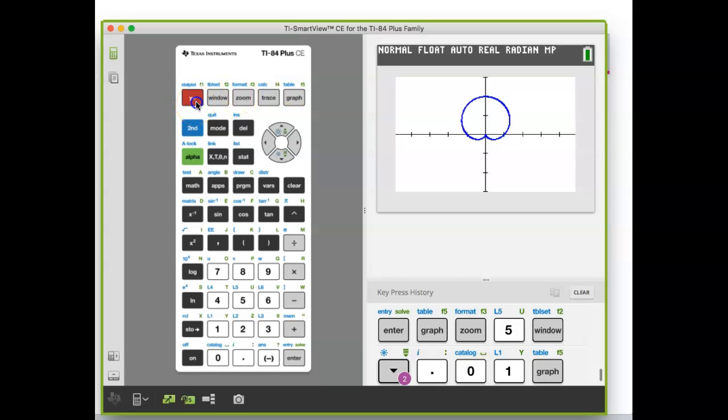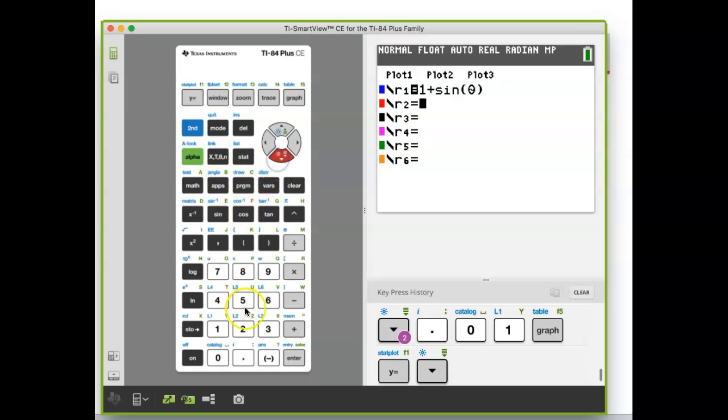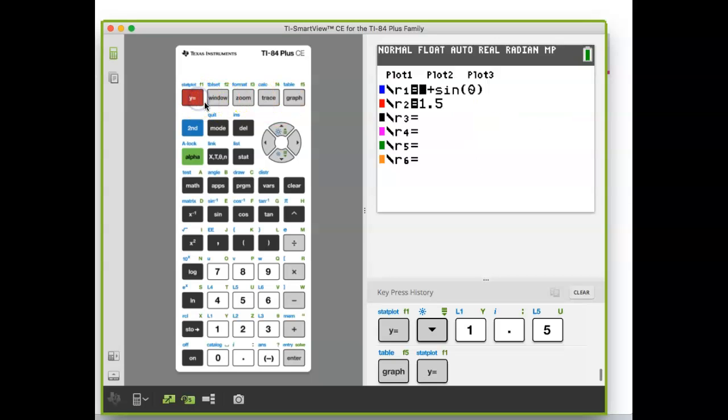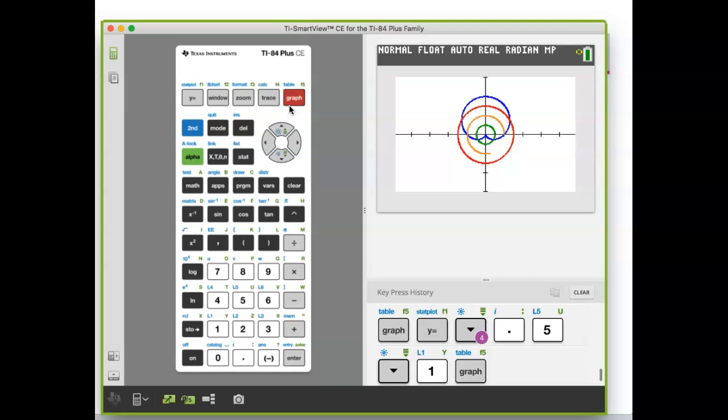You can mess around with some other stuff if we do like a constant. Let's say I do r equals 1.5. That should be a circle with radius 1.5, right? Make concentric circles. So there you go. That's how you graph polar functions using your calculator.